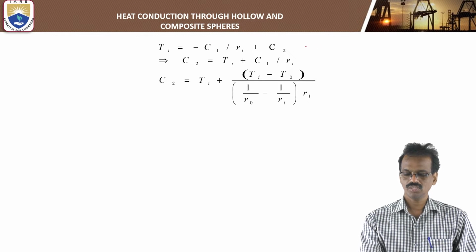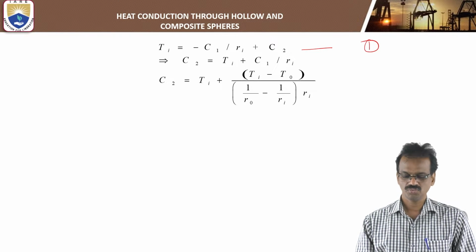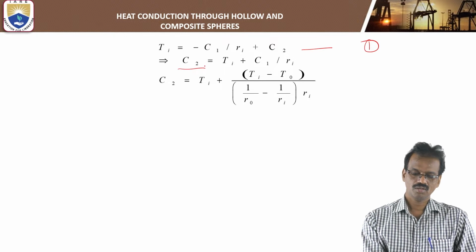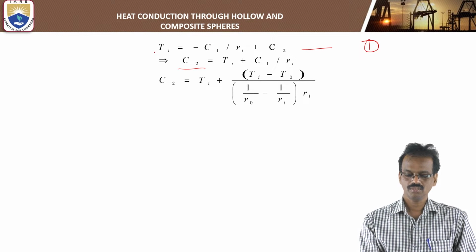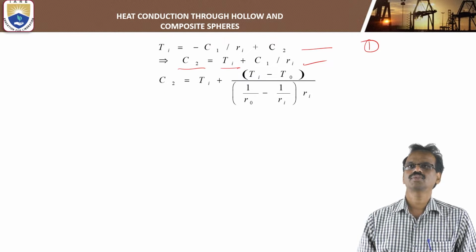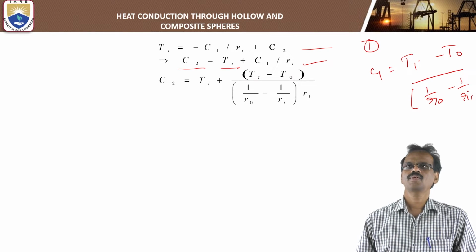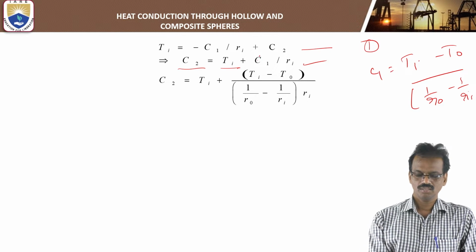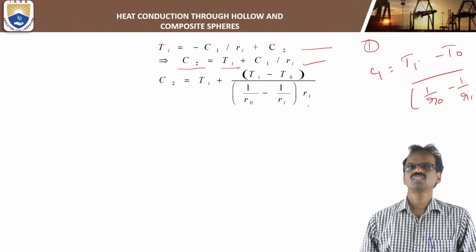Here we are taking equation 1. That is Ti is equal to minus C1 by Ri plus C2. From which we will find the constant C2. So constant C2 is equal to, we can send this to the other side. So C2 is equal to Ti plus C1 by Ri. You know the C1 value from the previous one: C1 is equal to Ti minus T naught by 1 by R naught minus 1 by Ri. Substitute this value in the place of C1. Then C2 is equal to Ti plus Ti minus T naught by 1 by R naught minus 1 by Ri times 1 by Ri. So this is the C2 value.